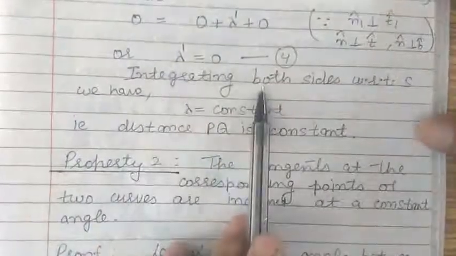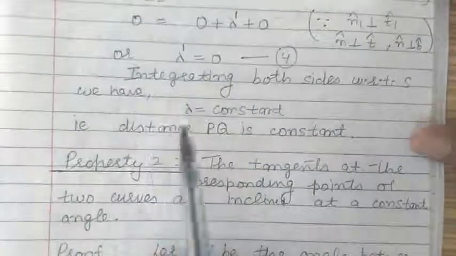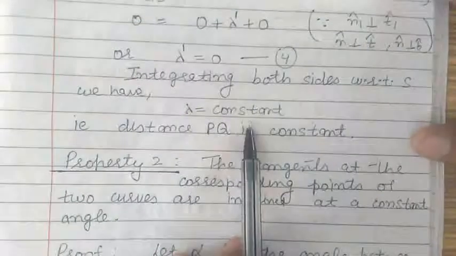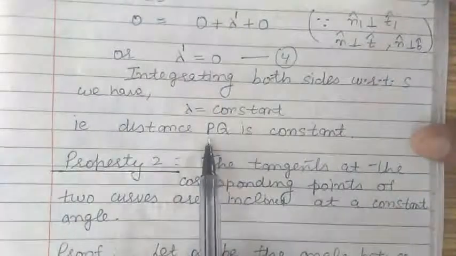So integrating both sides with respect to the parameter s, we get lambda is equal to constant, and we have proved that the distance PQ is constant.